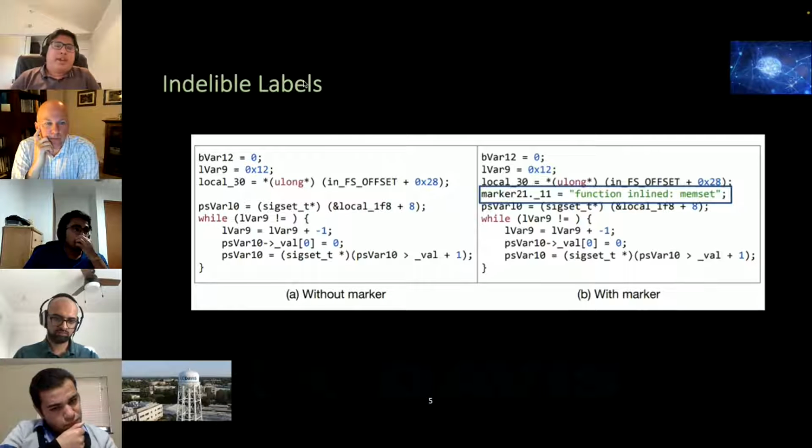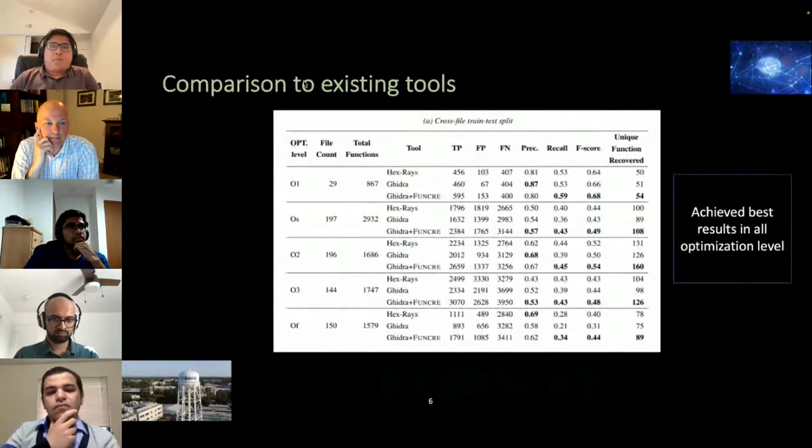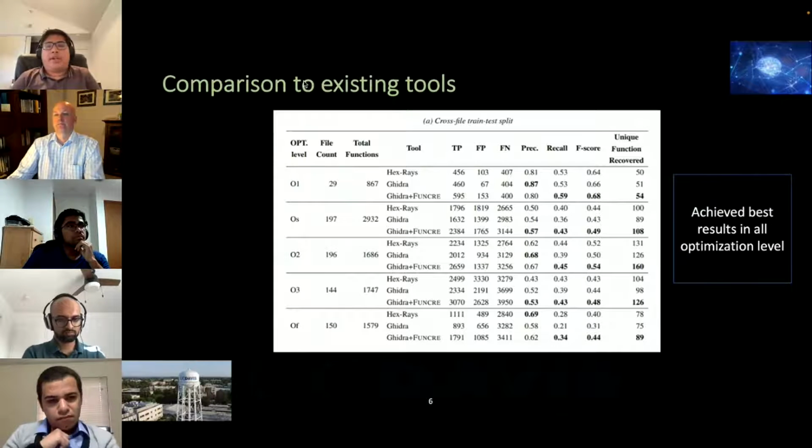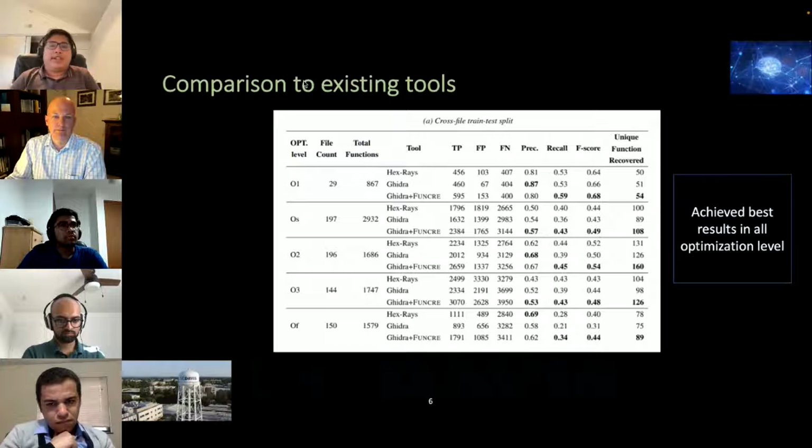So we have tried several approaches for inserting the inline markers. Please look into our papers for those approaches. Here are the results we got using Funkry. Note that Funkry is not directly comparable with Ghidra or Hex-Rays Pro because Funkry is trained to find those functions which are missed by Ghidra. So we combined Funkry with Ghidra and compared with the state-of-the-art tools, Ghidra and Hex-Rays, for this inline function recovery task.